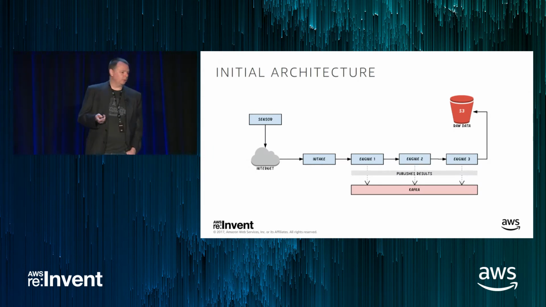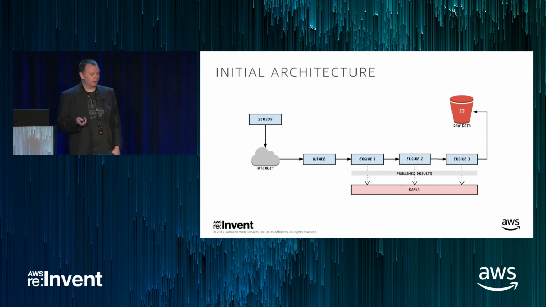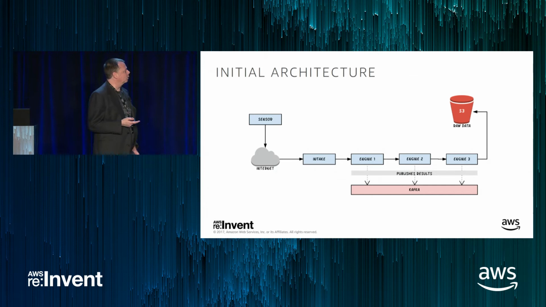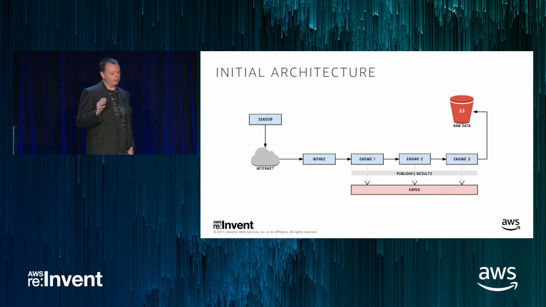So first I want to talk about how we achieve the low end-to-end latency and the high burst tolerance, so the data processing pipeline, basically. So this was our initial architecture. When we started, we figured, all right, we ingest the data in an intake, we run it through each processing engine in turn. Once it's gone through all the processing engines, and they publish their results to Kafka, we'll store the data into S3 once we're done processing it.